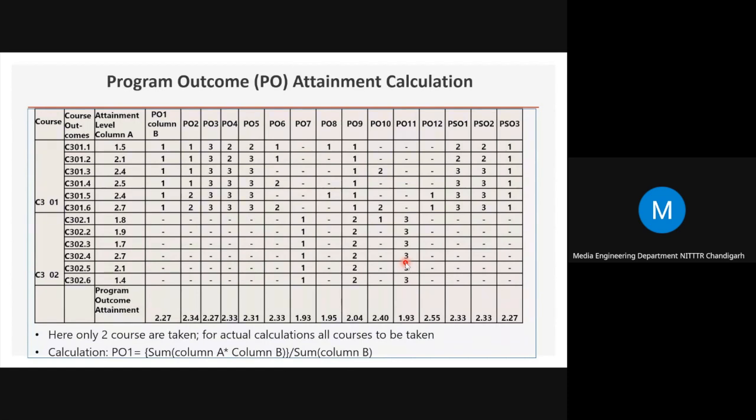So these are the PO attainment calculations using the direct method. Why is it called the direct method? Because these CO attainments which we are considering are calculated using the direct assessment method. That's why it is called PO attainment from direct methods.